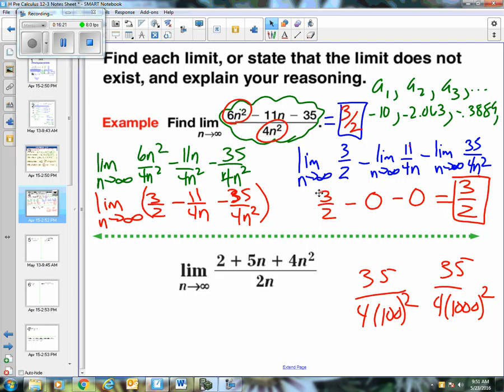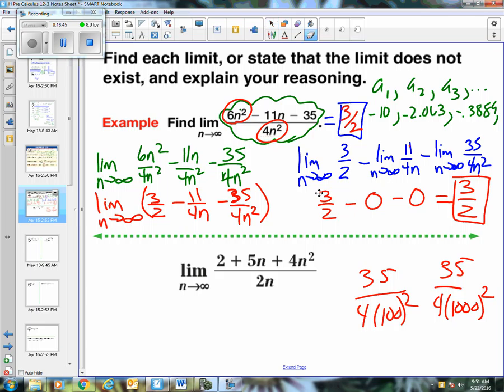If you look at the other two terms, they're not contributing anything to that. The 11n and the 35, those terms are going to 0 as n gets really, really big. So those highest degree terms really rule and determine what's going to happen to our limit. And because they were equal, they have equal weight in that determination. So the 6n squared and the 4n squared, when we reduce that, we just get down to our 3/2. Those are the terms that really matter.